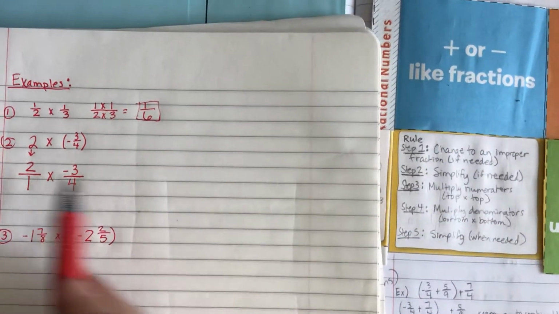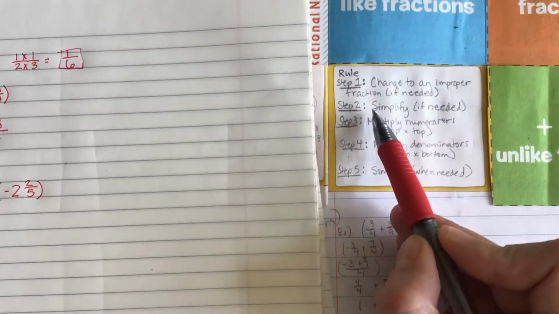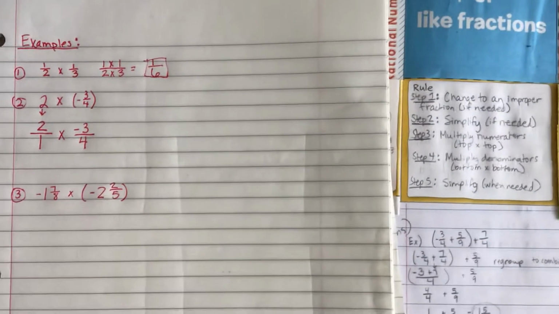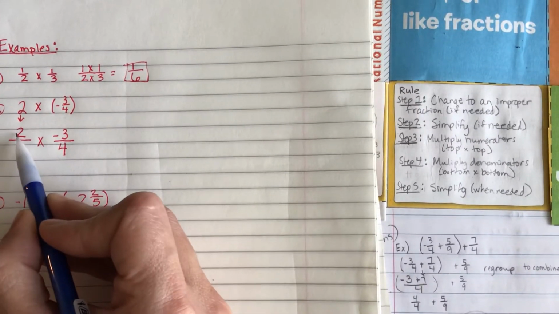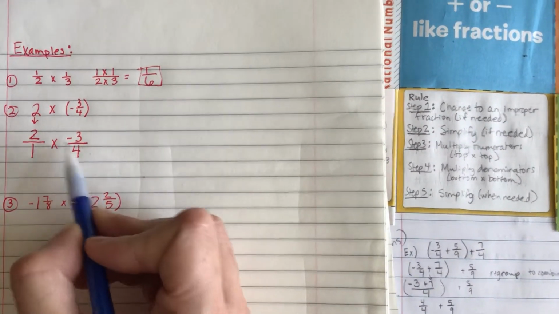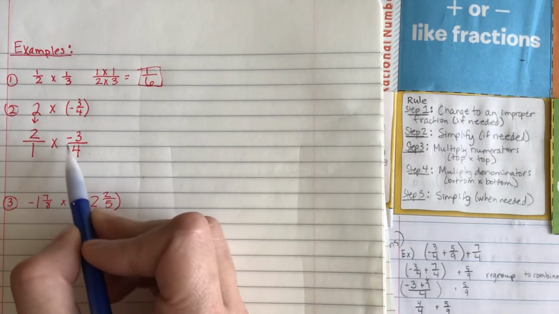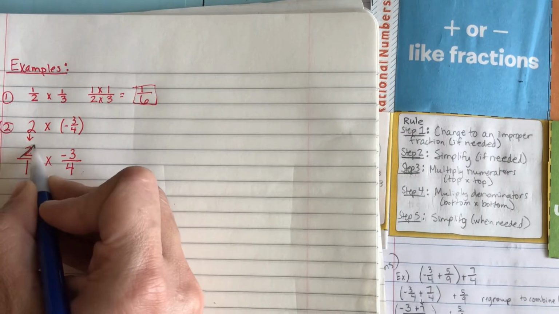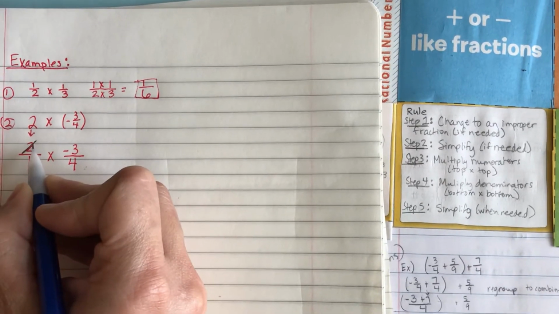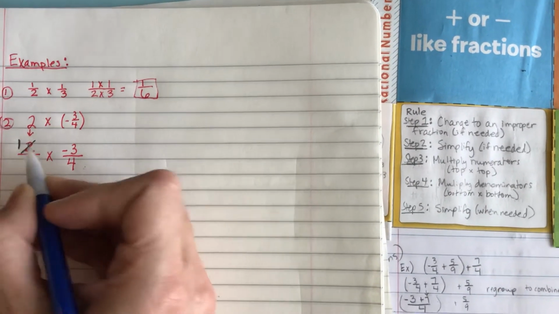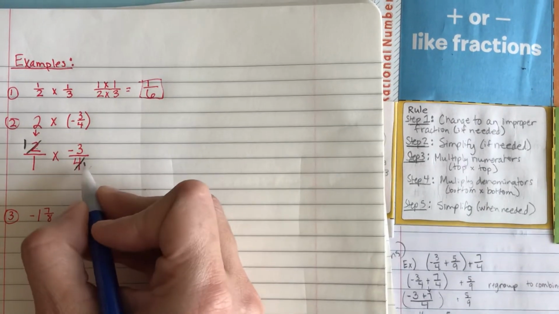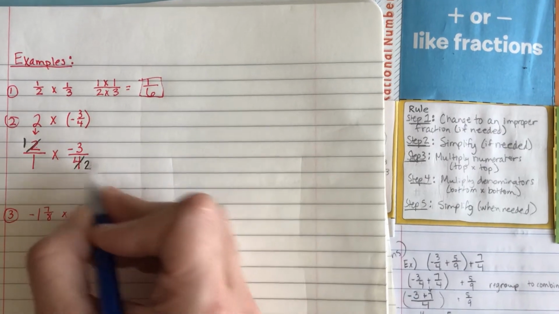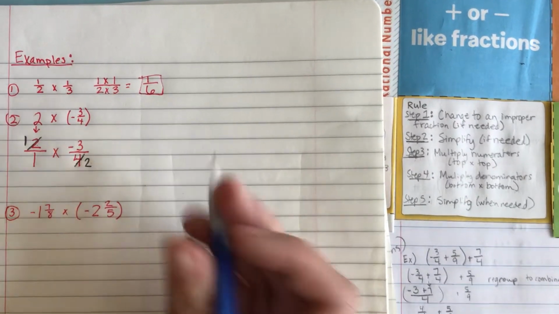So in this case, step 2 over here says to simplify if needed. This is what I was talking about earlier. Right here we have 2 and 4. Well, we have a factor that goes into both 2 and 4. That factor is 2. So I'm going to cross this out. 2 goes into 2 one time. 2 goes into 4 2 times. So I'm simplifying this. This is going to save us some work down the road.